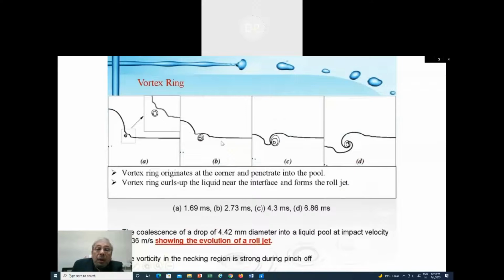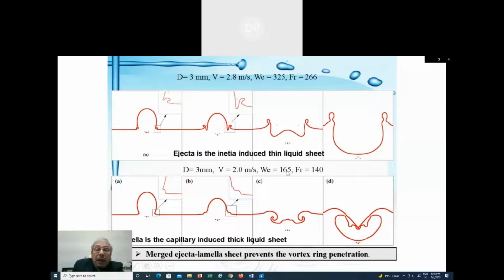Now, a little more towards the mechanism of large bubble formation. Basically, when a drop falls and initiates a vortex ring, this vortex ring finally rolls and creates a roll jet. Now, this roll jet is the nucleus of this large bubble entrapment. But formation of this roll jet is often hindered by formation of an ejecta sheet. If there is formation of an ejecta sheet, then the roll jet doesn't form. We get a little crown like this. This is not complete splashing, this is a crown with complete coalescence.